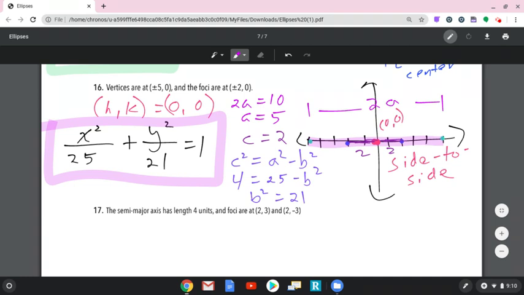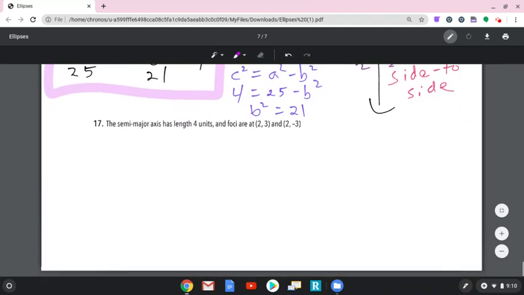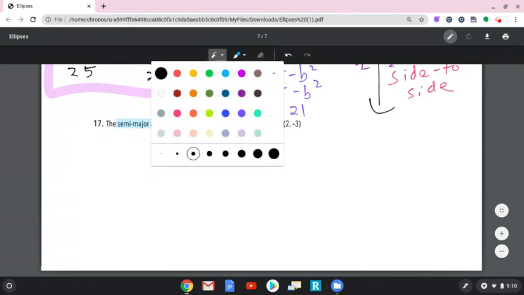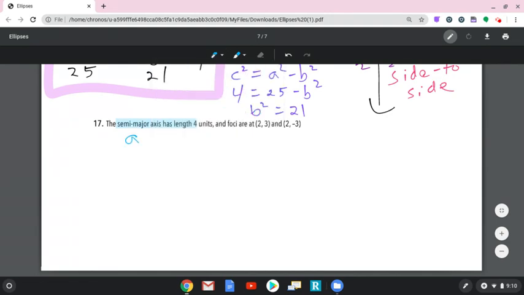All right. Okay, guys, let's do our next one. We have 17, the final problem we're going to go over today. The semi-major. Remember, semi means half. So when you see semi-major, that means that is A. This is telling me that my A value, because your major axis is 2A, my semi-major would be half that. So A is equivalent to 4. They're telling me my semi-major axis has a length of 4.